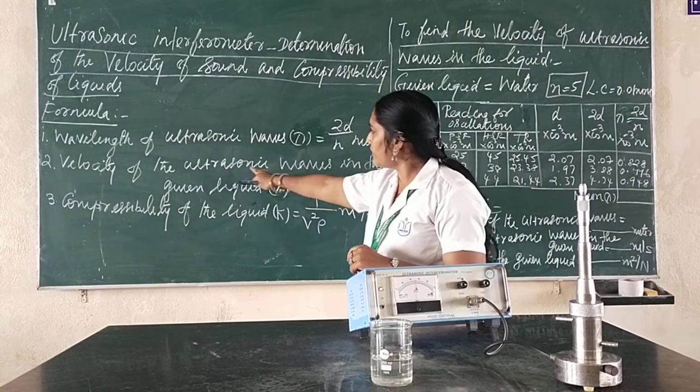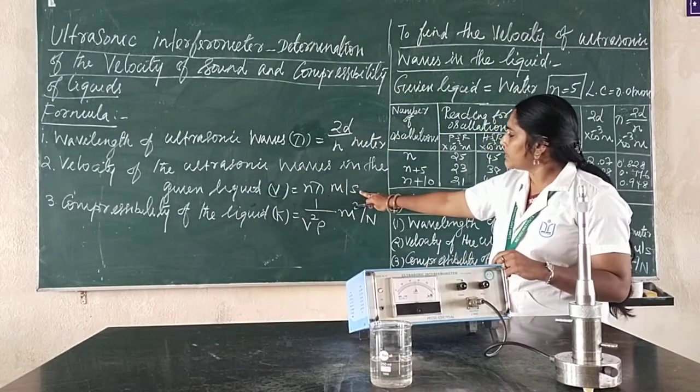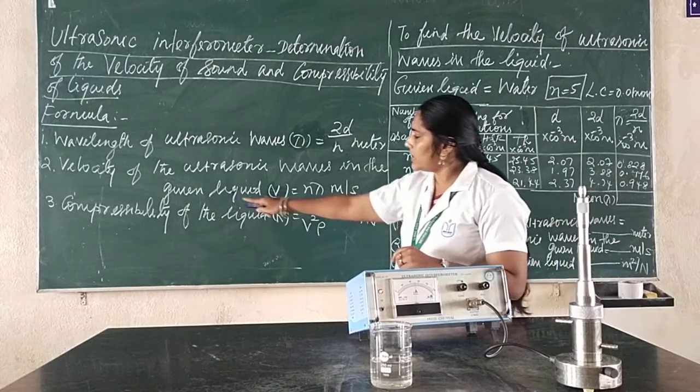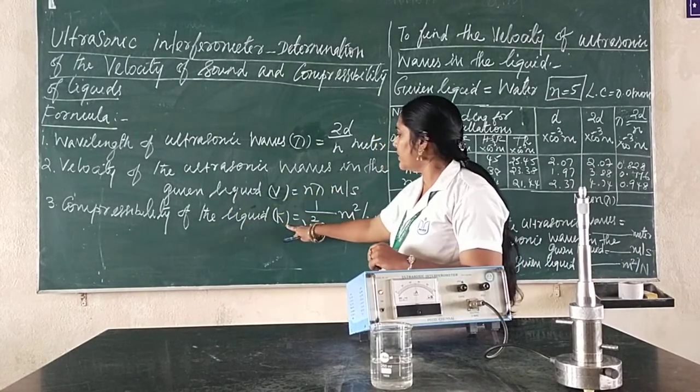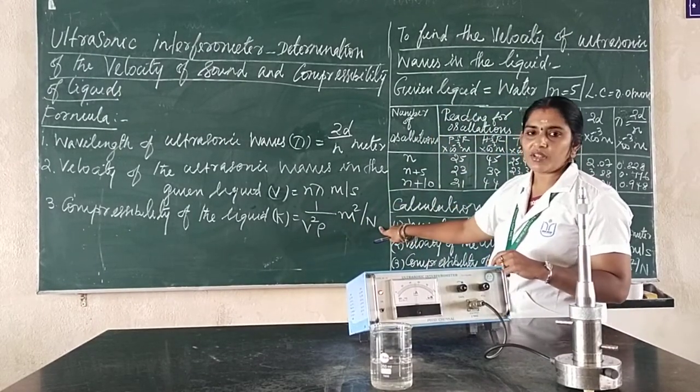Next one is the velocity of the ultrasonic waves in the given liquid, v equal to n lambda, unit is meter per second. And the last one is the compressibility of the given liquid, k equal to 1 by v squared rho. Unit is meter squared per newton.